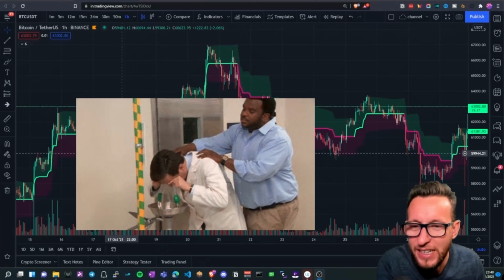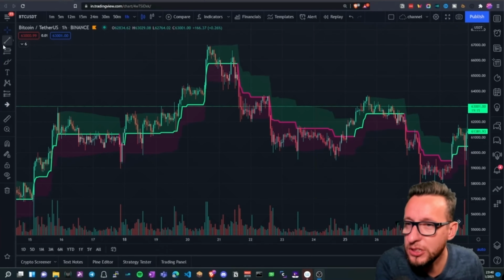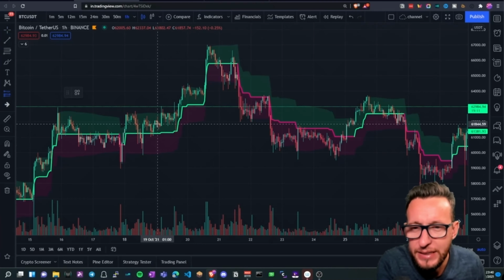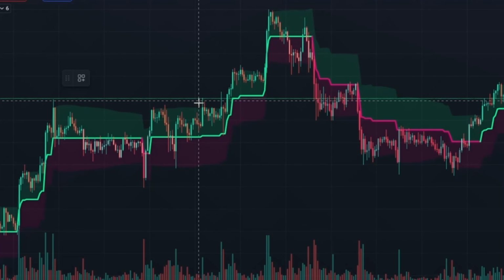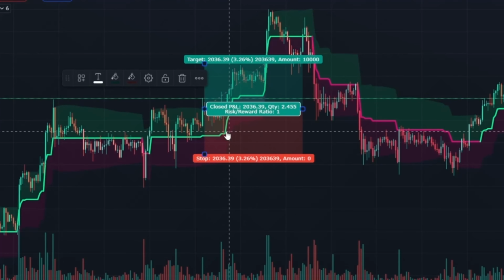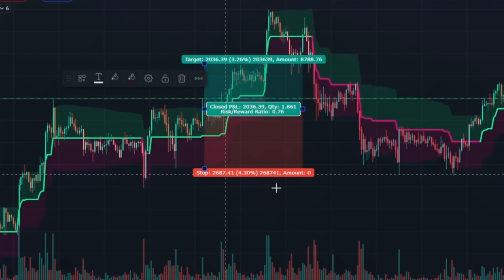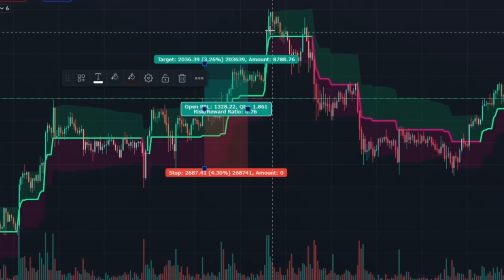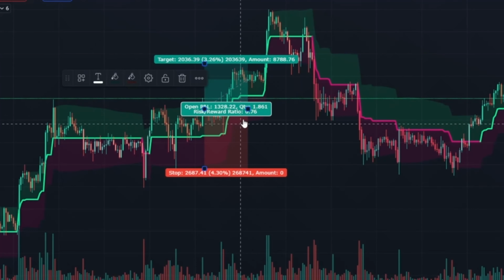So anyway, we're looking for a long position here. The first one that jumps out to my eyes is this one here, as we climb above the green cloud. As you can see, we're going to enter around there. Now, we don't have a stop loss in the strategy. It literally is we're following the trend until we come below the red and close a candle below the red.